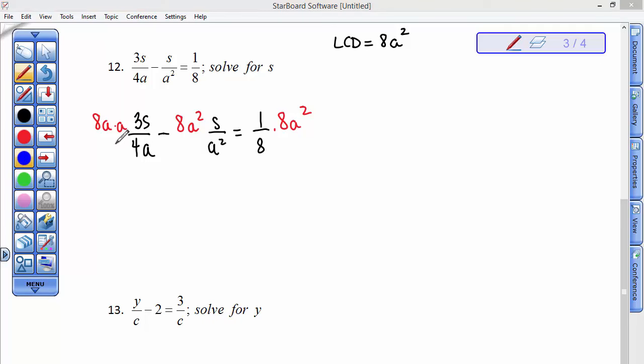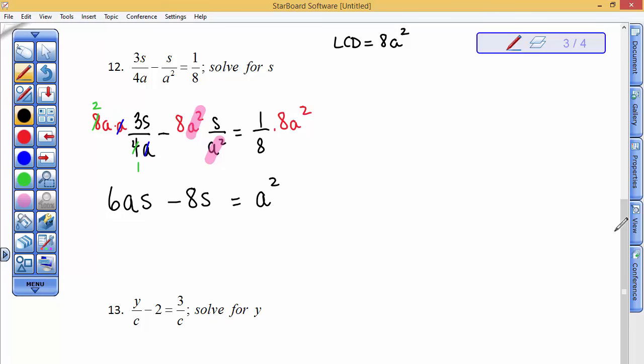All right, so let's go over here. So this a and this a cancel out, and 4 goes into here once and into that 8 twice. So be careful. This is all gone now. This is all just 1. So you have 2 times a times 3 times s. So the 2 times 3 is 6as. Over here, a squared over a squared is equal to 1. So all you're left with is a minus 8s. And on the right side, the 8's cancel out, and 1 times a squared is a squared.